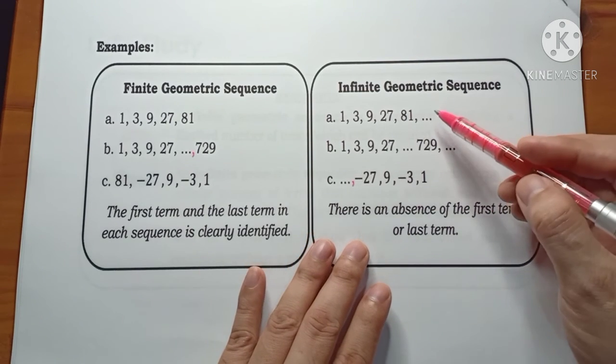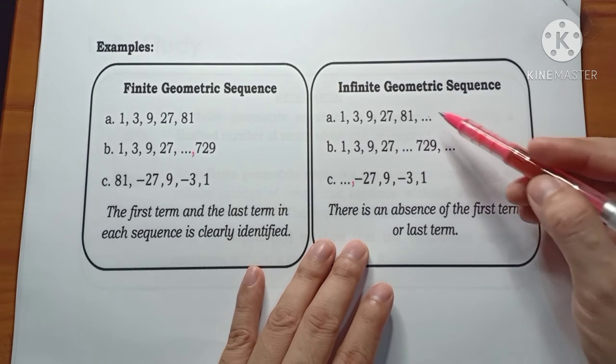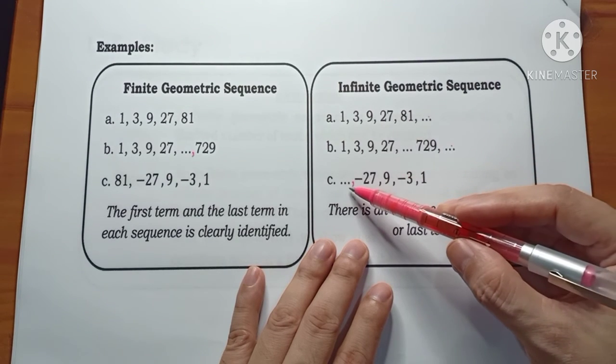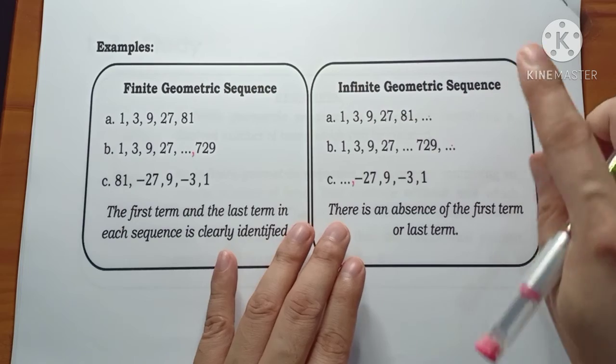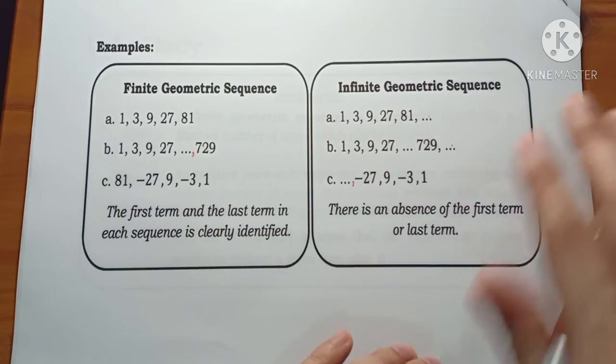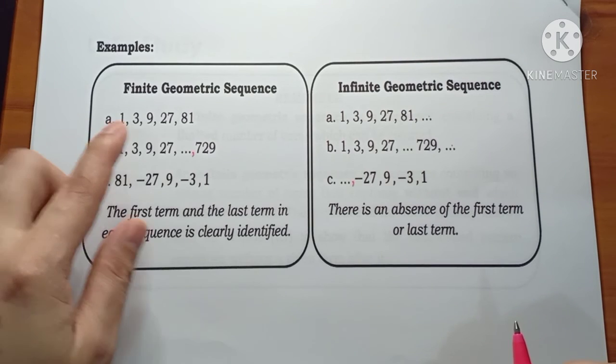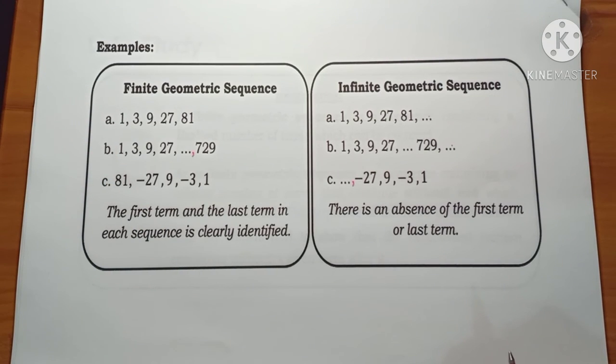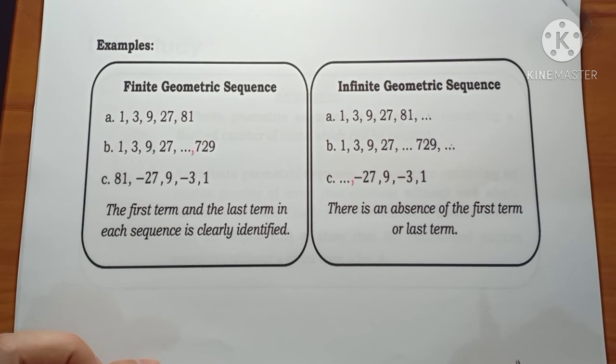So, dito, ang absent niya ay last term, dito naman ay last term, dito naman ay first term. Kaya kung may nawalang first term or last term, kasi hindi natin alam kung hanggang saan magtatapos, infinite. Pero pag mayroong first term at last term, yan ay finite geometric sequence. So, ganun lang ang kaibahan nilang dalawa. Okay? So now, punta na tayo sa ating let's practice.